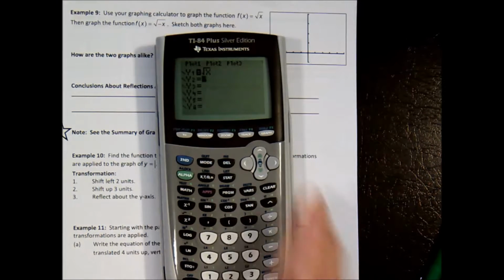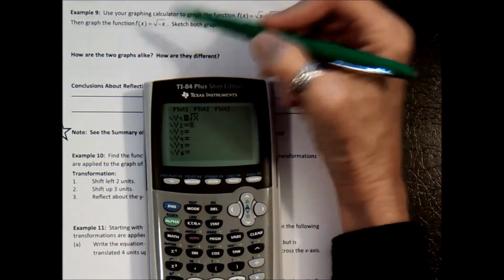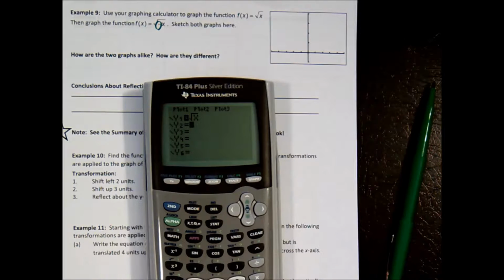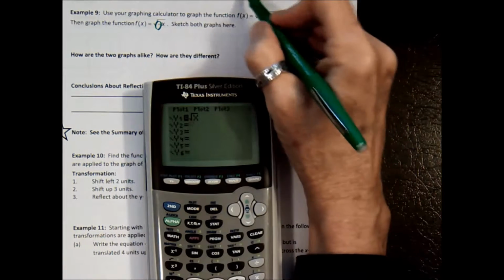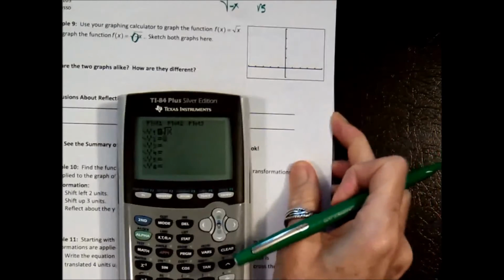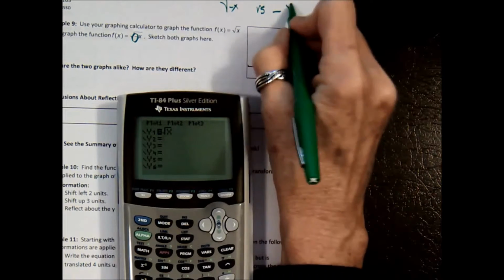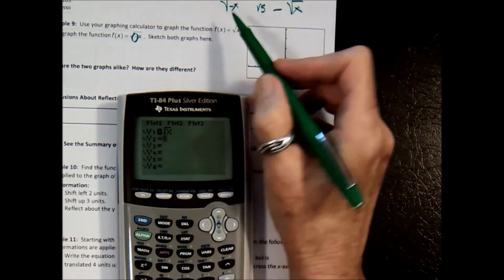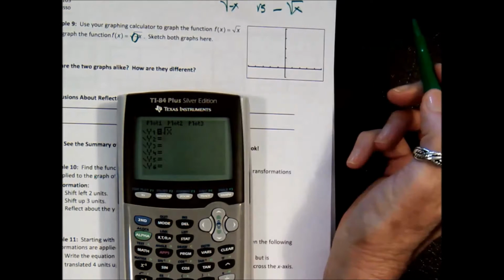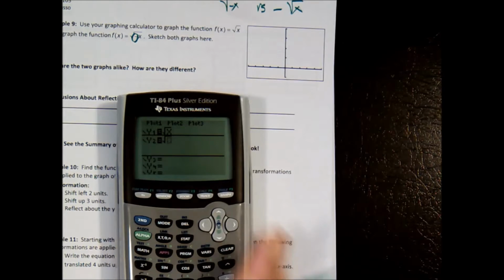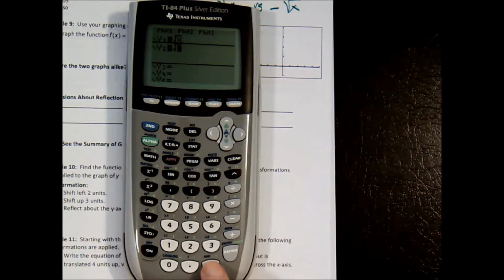And now what we want to do is put the negative inside the function. So the x is becoming negative. It didn't go out front. Notice there's a difference between this versus the negative being out front. We already know what that's going to do. That's going to take it across the x-axis. But what does it do when the x itself becomes negative? So you're going to go square root of negative x on your graphing calculator right here.